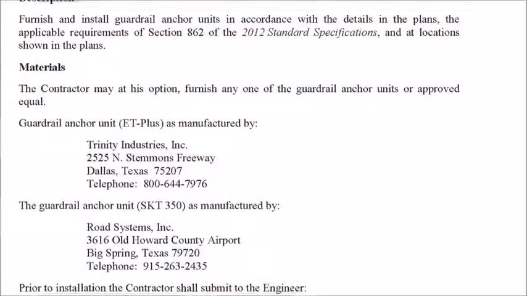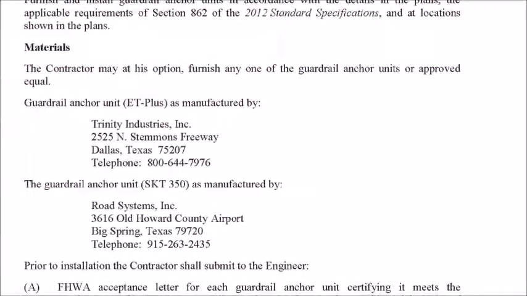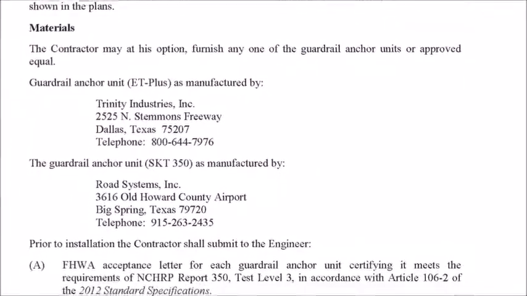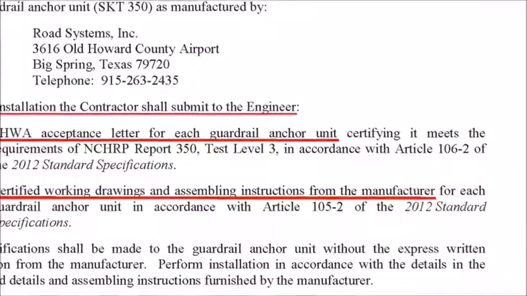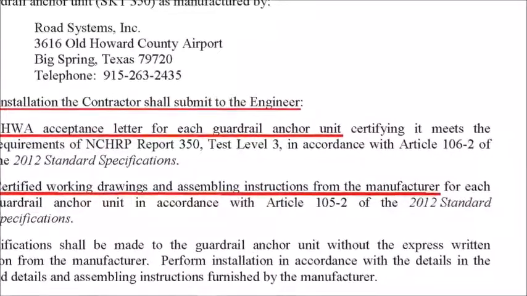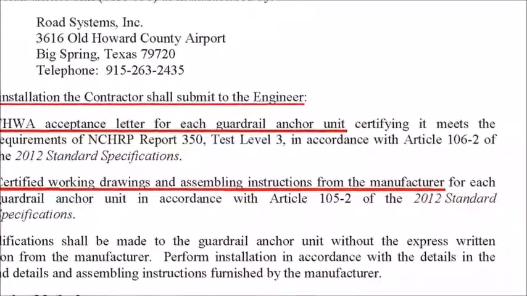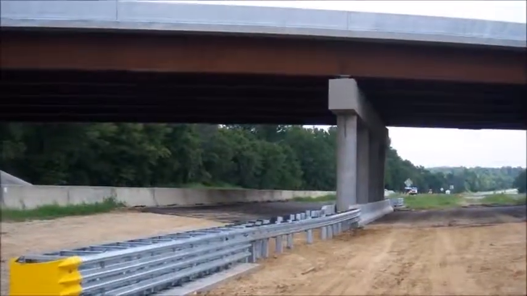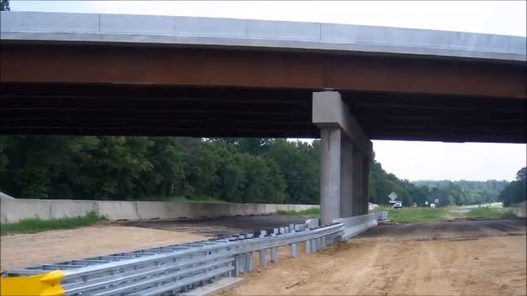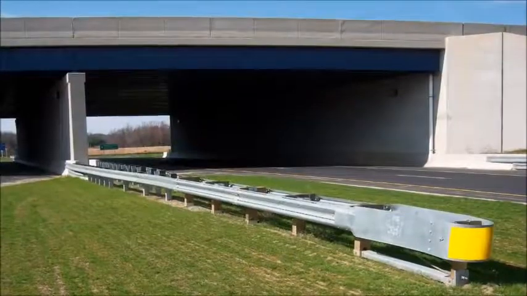The guardrail provisions of the contract will list which guardrail anchor units should be installed. Also note that the contractor is required to submit an FHWA acceptance letter for each anchor unit, as well as certified working drawings from the manufacturer. This is especially important for impact attenuator units to make sure that they function properly.